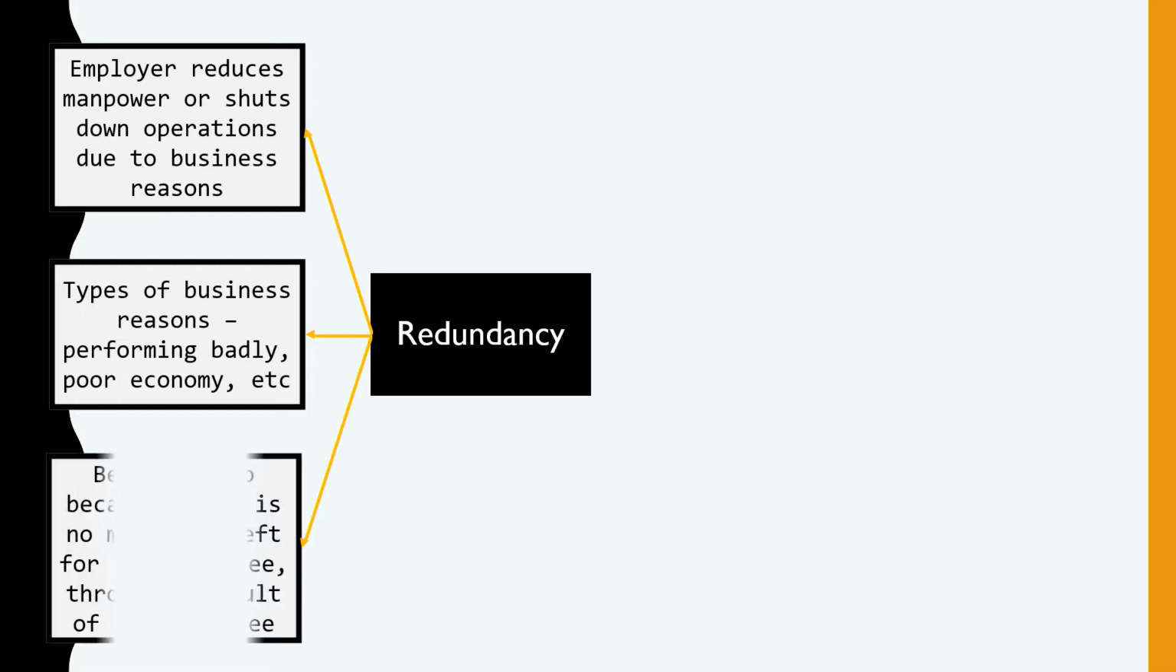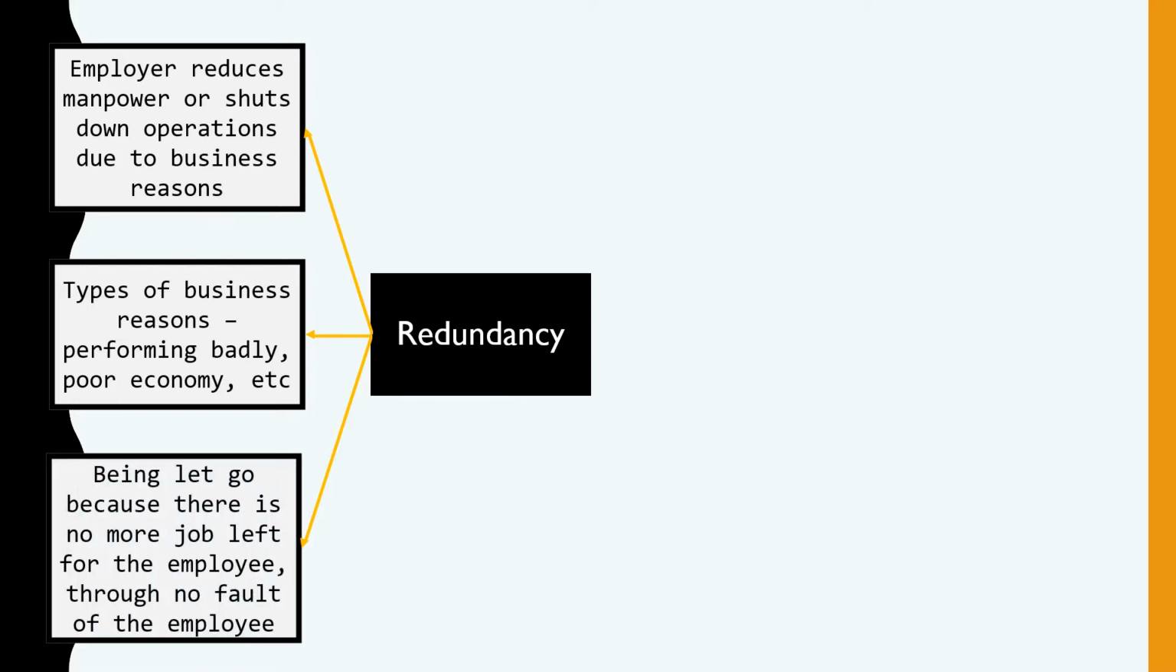So these are basically reasons that have nothing to do with the employee directly, but because there is no more job left for the employee to do, therefore the employee is being let go or being made redundant. So bear in mind, redundancy is performed on employees not because of the fault of the particular employee, but because of situations that are beyond the business's control. Okay, now that's on redundancy.